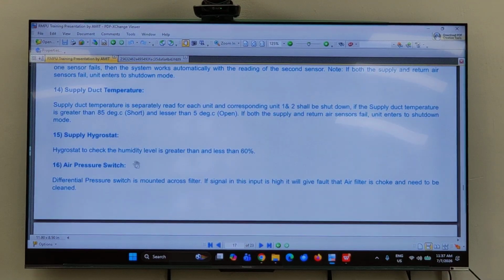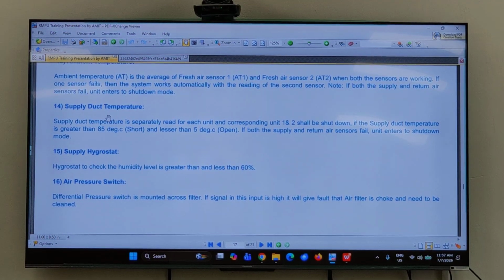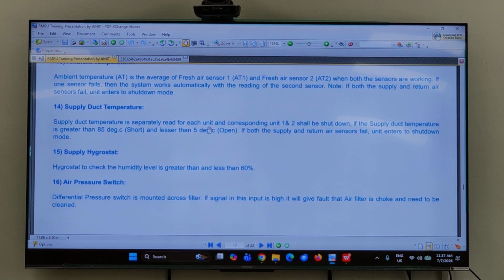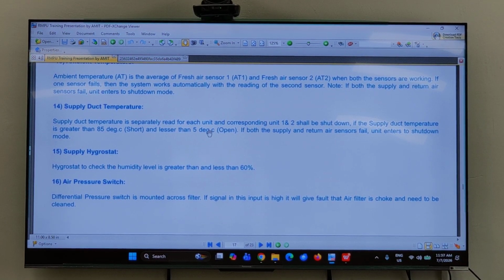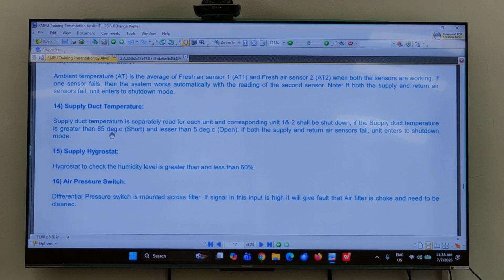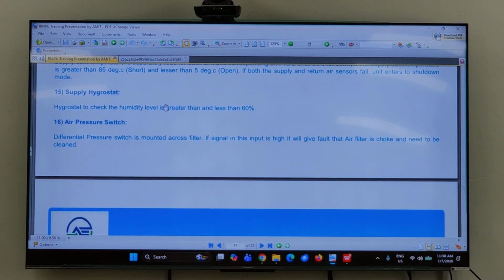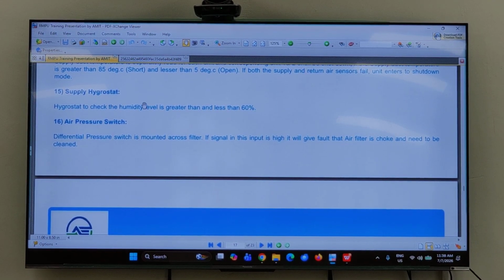So next we are having supply air temperature. There also we are having a temperature sensor. It will be monitoring the temperature: less than 5 degrees, it will shut down the RFQ; more than 85 degrees, again it will shut down the RFQ. Then hydrostat, it will be measuring the humidity and it should maintain less than 65.